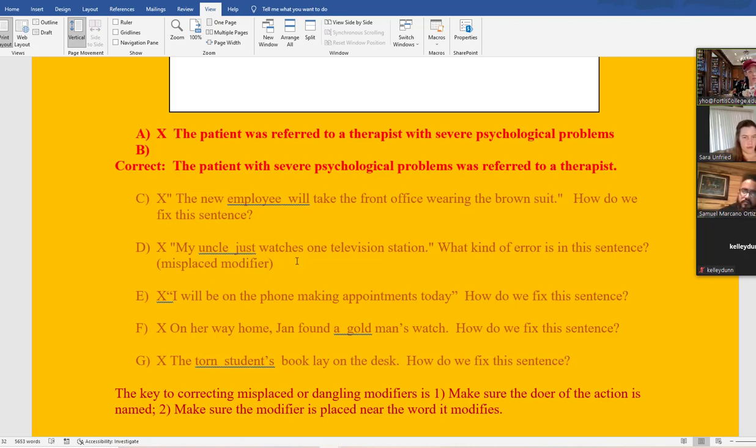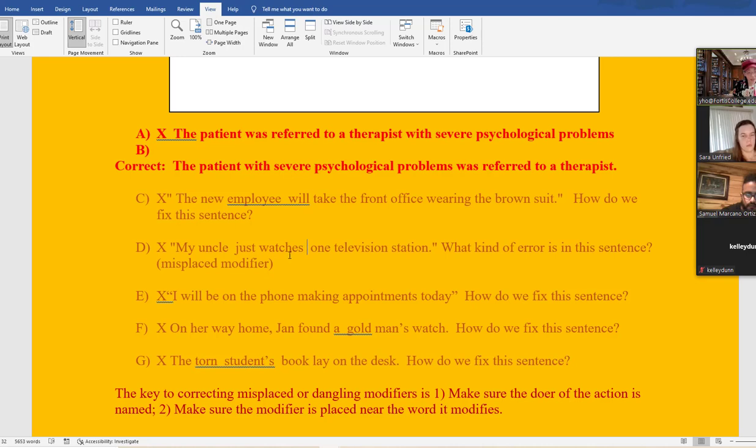My uncle just watches one television station. Here, just should be moved to my uncle watches just one television station. So this is a misplaced modifier because just does not modify uncle, it modifies television station. In other words, only one television station, not just only one uncle. We have many uncles, we don't just have one uncle. So here, the just modifies one television station, not your uncle.